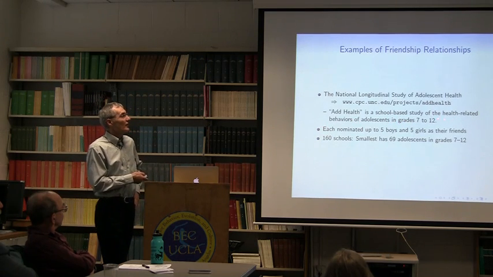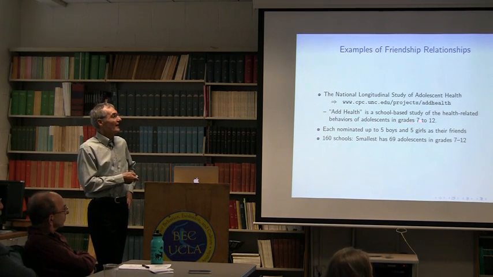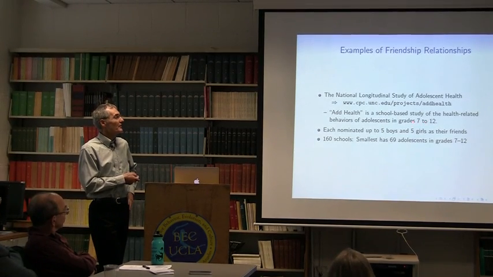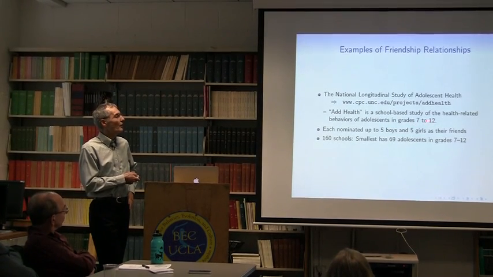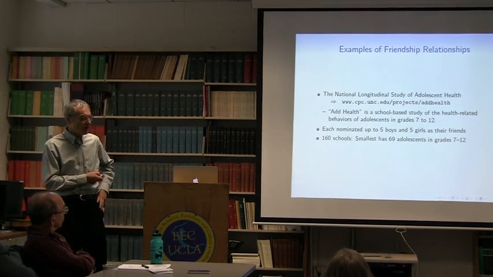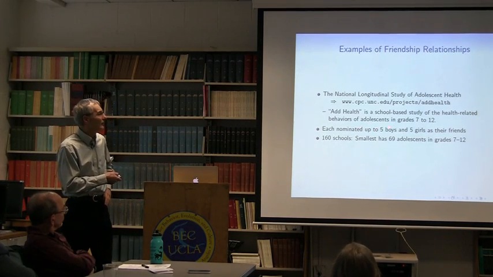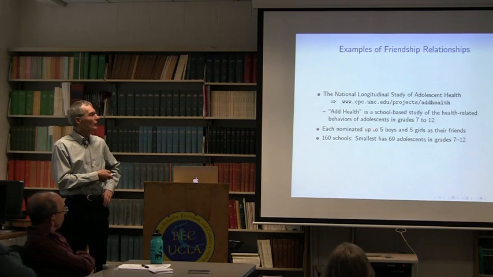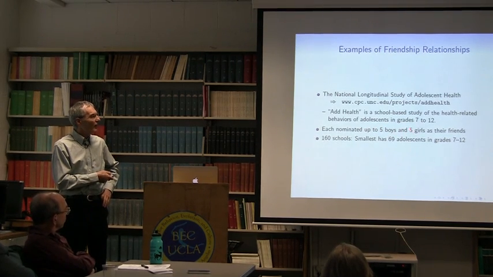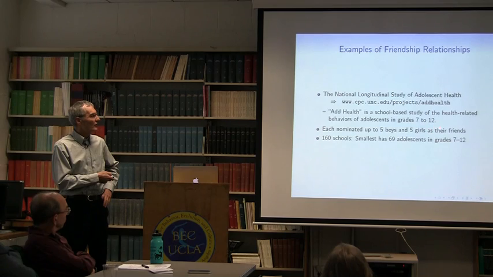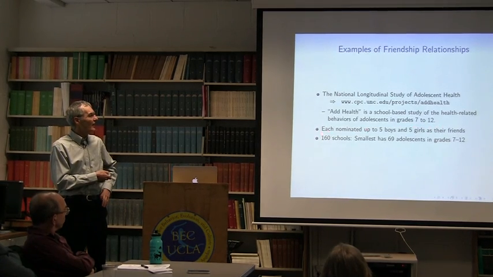What it is, a school-based study of adolescents, nationally representative, in grades 7 through 12. And what they do is go into a bunch of high schools, 162 in the early 90s, and ask individuals, amongst other things, to nominate up to the 5 best boy and 5 best girl as friends. And so they had this list.